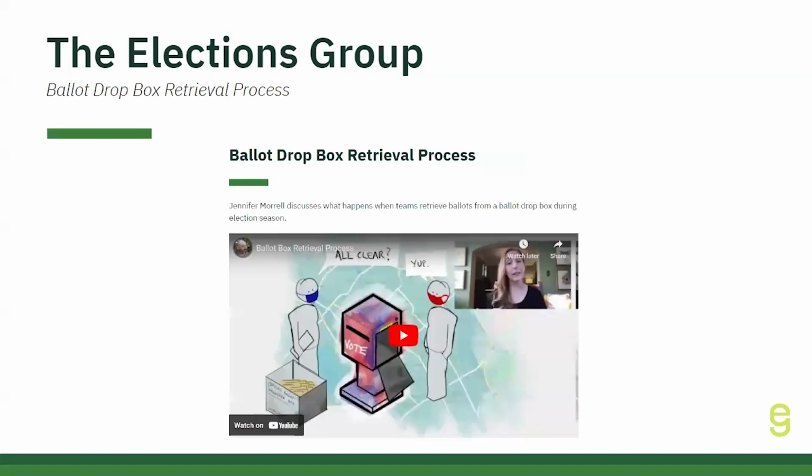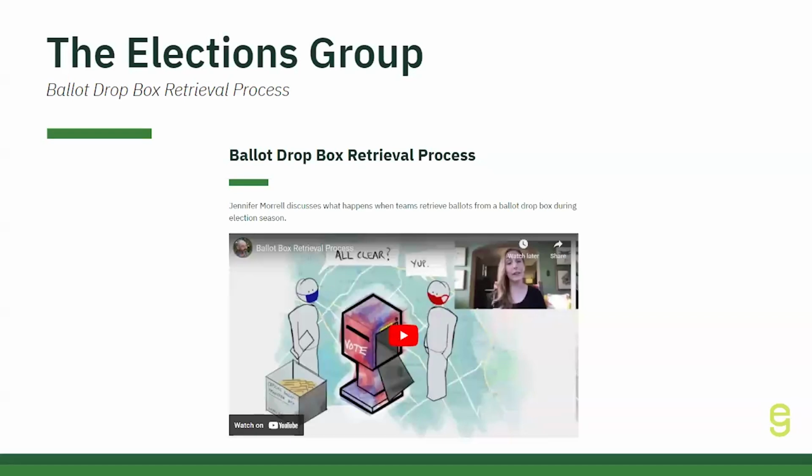All right, our second resource is ballot drop box retrieval processes. It is a quick chat hosted by Jennifer Morrell, our CEO and co-founder. And it was created through a partnership with the Stanford d.school, the Stanford MIT Healthy Elections Project, the Center for Tech and Civic Life, and the Prototyping Systems Lab.